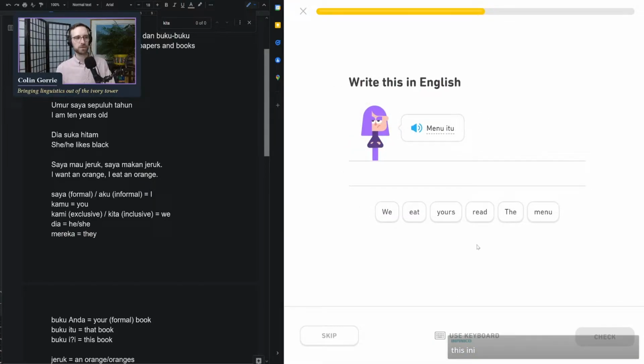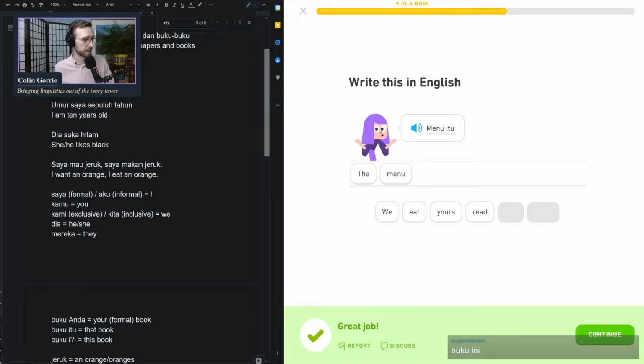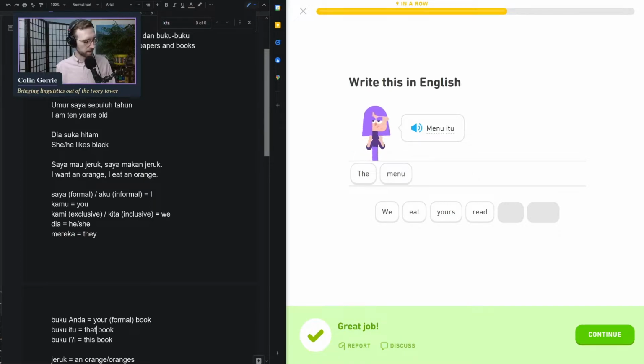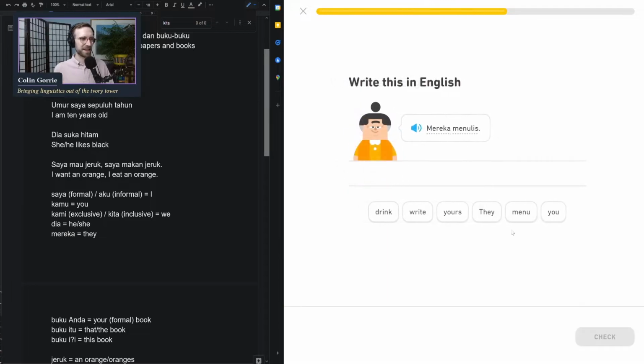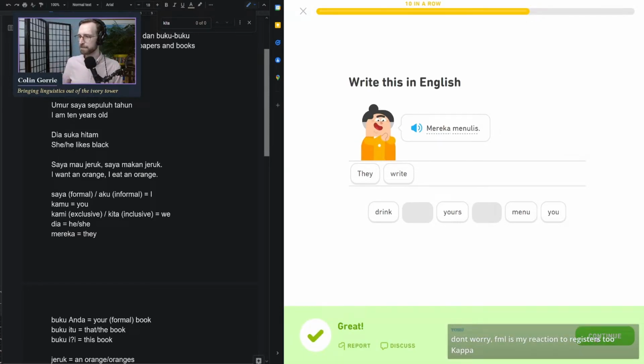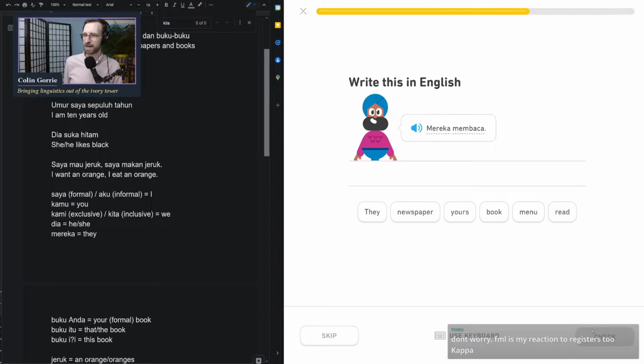Menu itu. This should be like that menu, right? But it's not giving us the option. Maybe it's encouraging us to consider itu as equivalent to the definite determiner "the." I suppose it is. Okay. It's kind of slapdash. I don't know. It's fine. Mereka menulis. They write. Mereka membaca. They read.